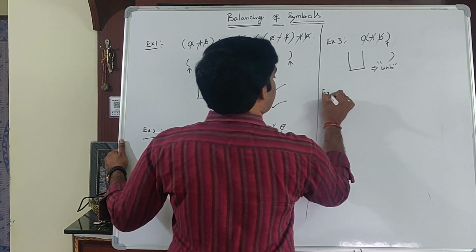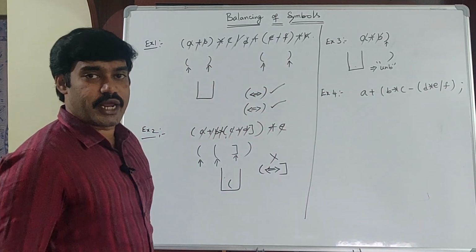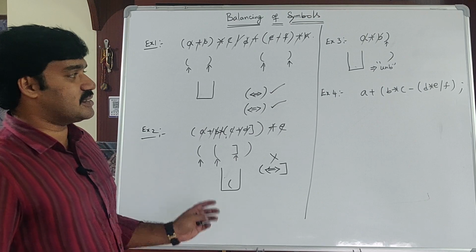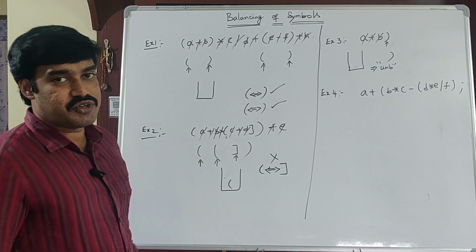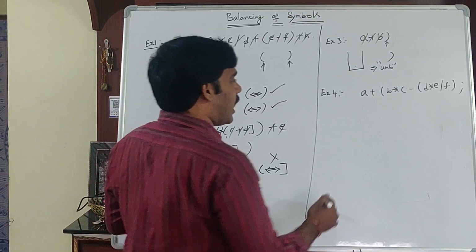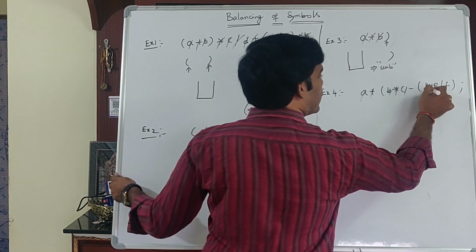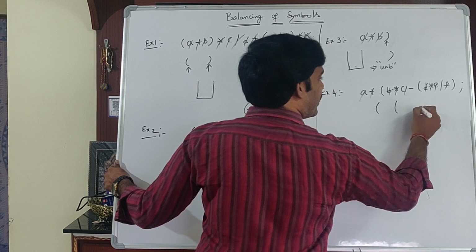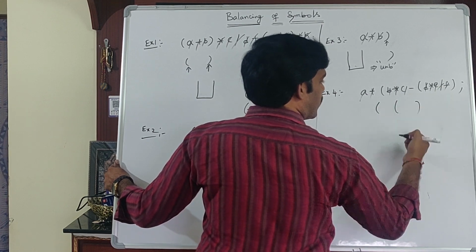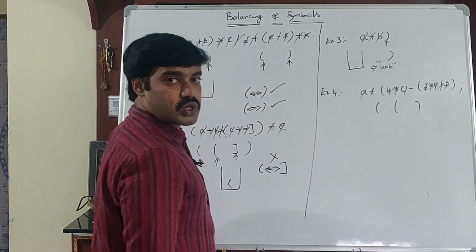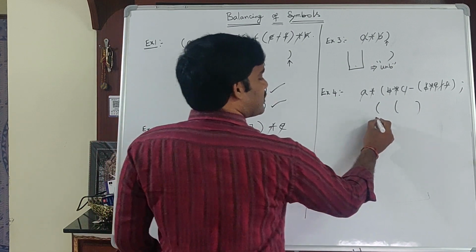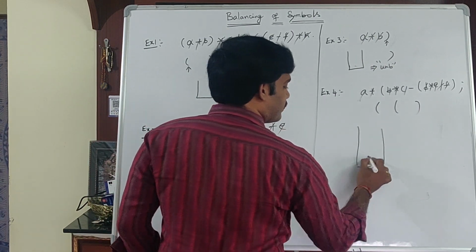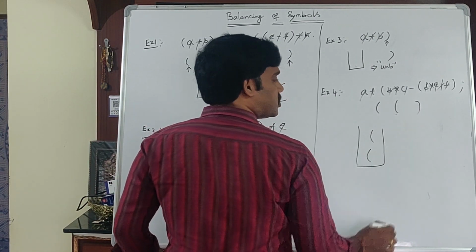Next one is example 4. Assume that is your expression. A plus within the parenthesis some expression. Okay. What is your first step? Ignore operands and operators. All these are the operands and operators. Ignore them. So what are the symbols? Opening one as well as closing one. If it is an opening symbol, then push into the stack.